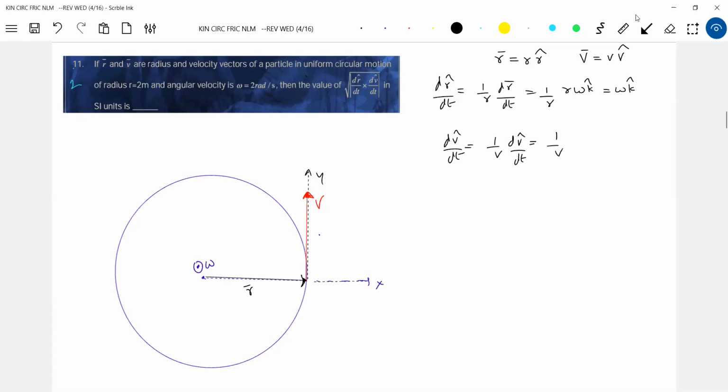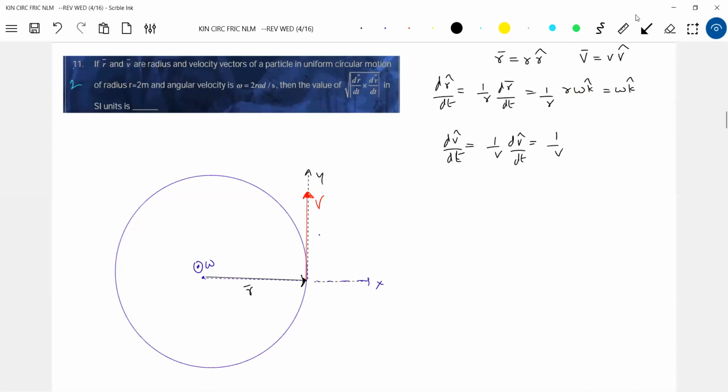No. Don't stick to your basics. dr bar by dt, sir, dr bar by dt is v bar. In the end you can analyze everything. Just make observations of what all I discussed. In the end, I'll come back. This is like dr bar by dt, and as it moves with a constant speed, there won't be tangential acceleration. What all acceleration will it have? It will have only centripetal acceleration.